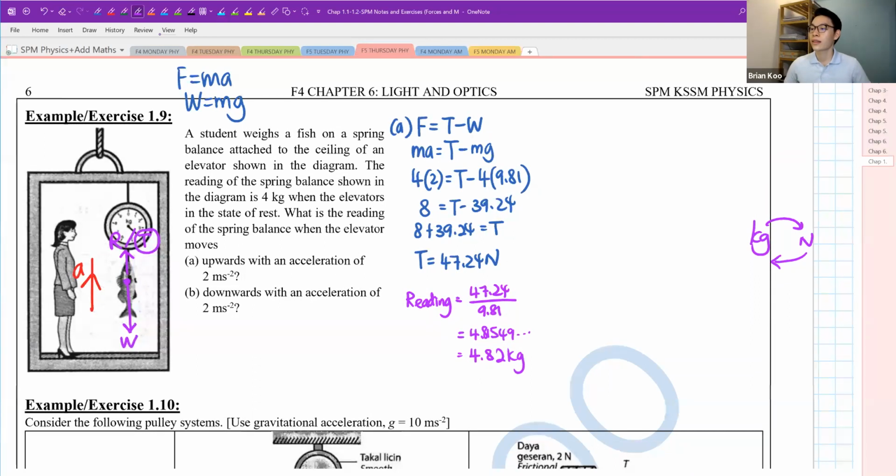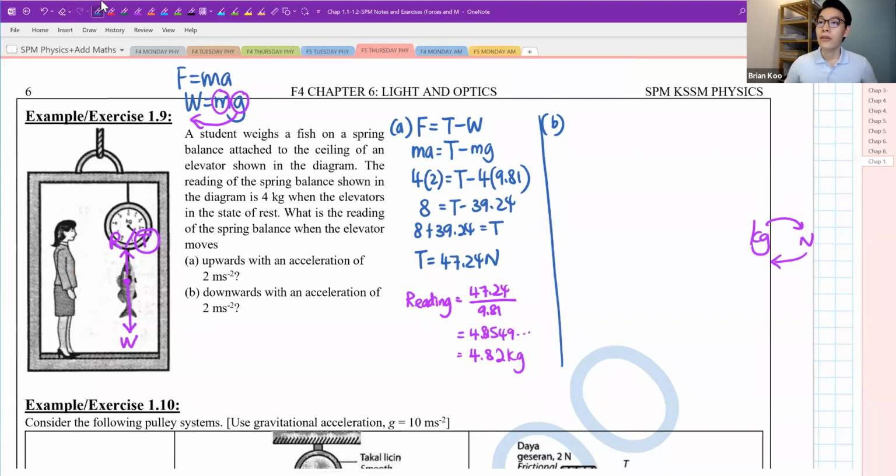Just changing newton back to kg. Do you know how to change that? So kg to newton, you multiply by the g. If you want to change it back, then you divide by 9.81 to get the mass. Can you do the same thing for part B? You try and see yourself.